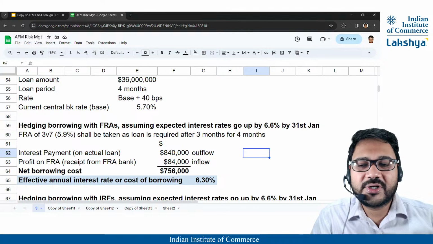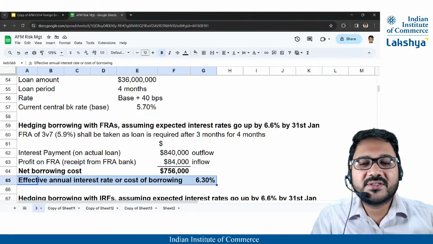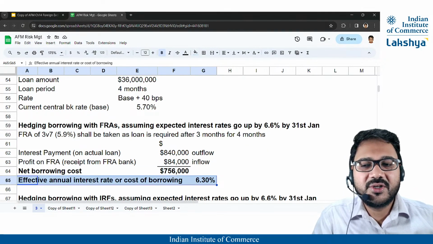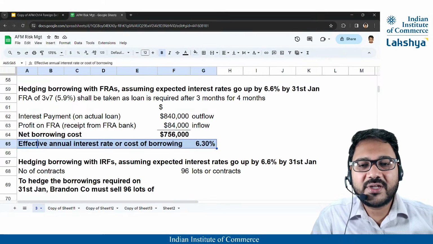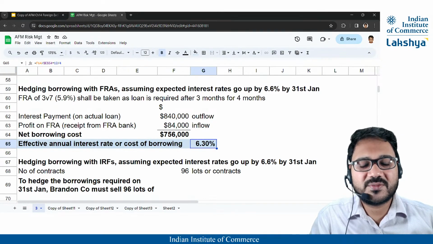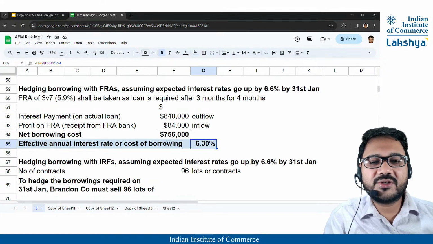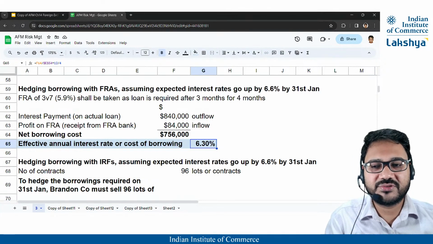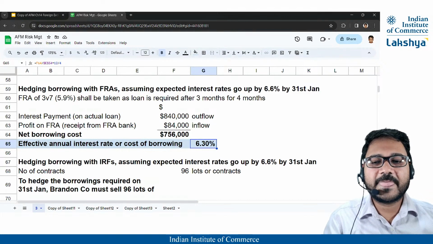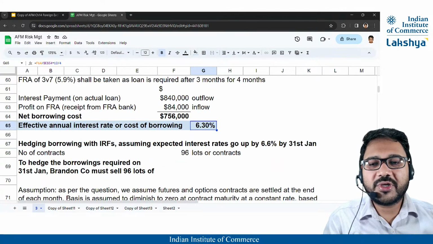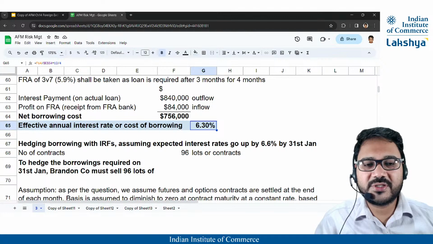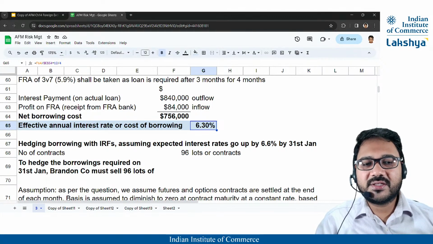So this is important and this is your final answer. Therefore, I have highlighted it. Okay, so from the FRA's point of view, your effective rate is 6.3% and the total cost that you are spending to borrow is $756,000. Okay, now if we look at it from a futures point of view, hedging borrowing with IRF, assuming expected interest rates go up by 6.6% by the 31st of Jan.